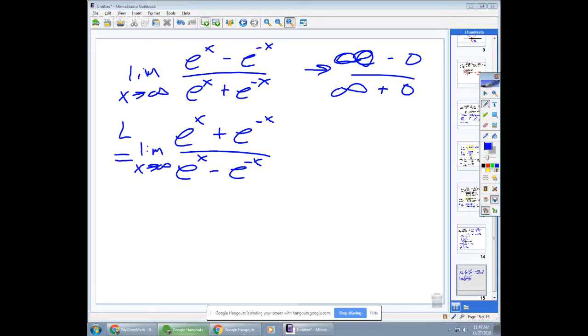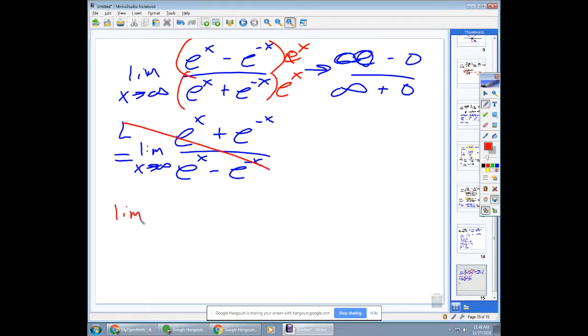So I go back to this and say, okay, apparently I should do some algebra. The algebra to do here is to multiply top and bottom by e to the x. Limit as x goes to infinity. That gives me e to the 2x minus, what's e to the negative x times e to the x? It's e to the 0, which is 1.